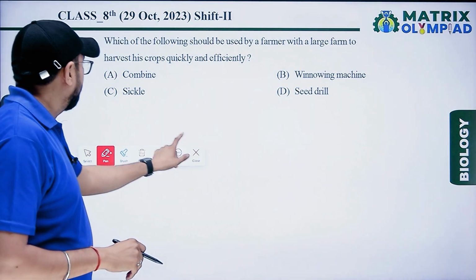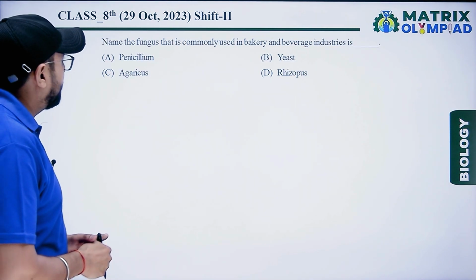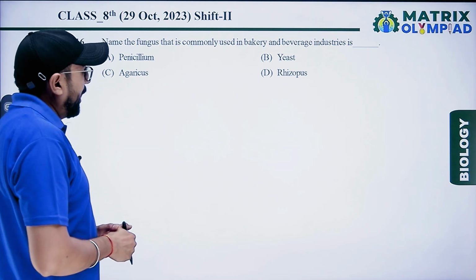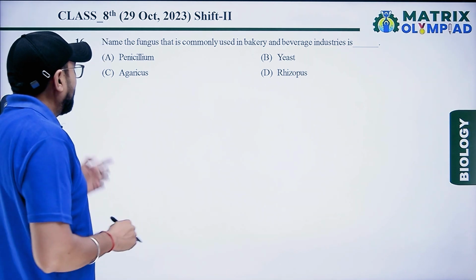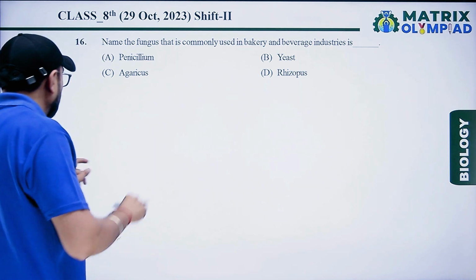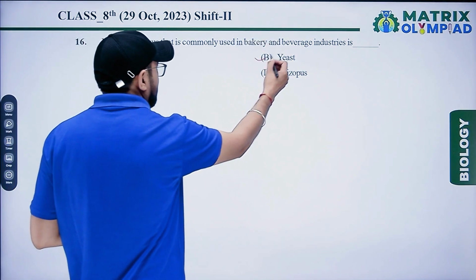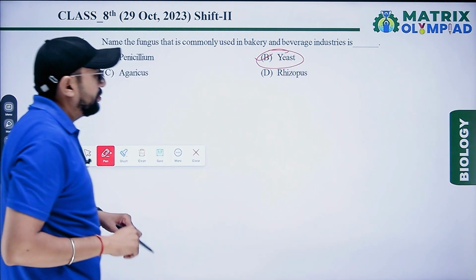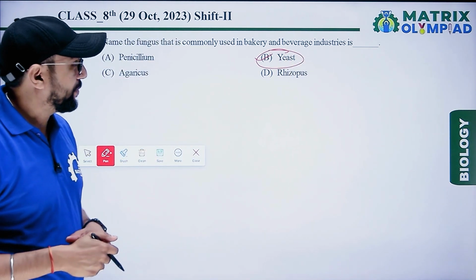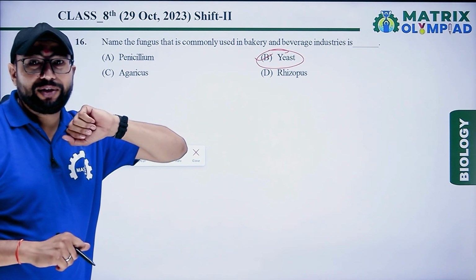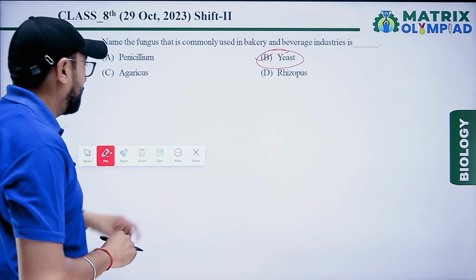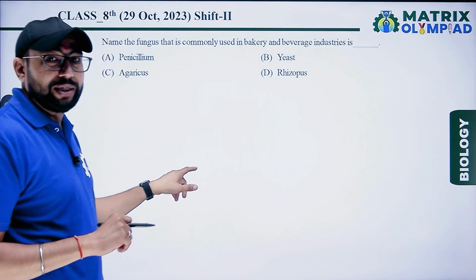Next one. Name the fungus that is commonly used in bakery and beverage industries: Penicillium, yeast, Agaricus, and Rhizopus. The right answer is yeast. Yeast is used basically in bakery and beverage for the formation of bread and the formation of ethanol. Ethanol production by yeast is the result of anaerobic respiration.